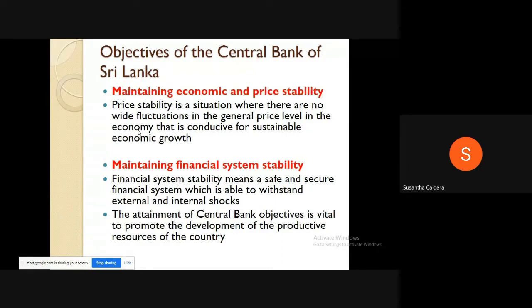Now, price stability means a situation where there are no wide fluctuations in the general price levels in the economy, which is conducive for sustainable economic growth. But do we have this at the moment? At the moment, we are not having this, because we have all seen there's a massive wide fluctuation in the general price levels in the economy. Everything.